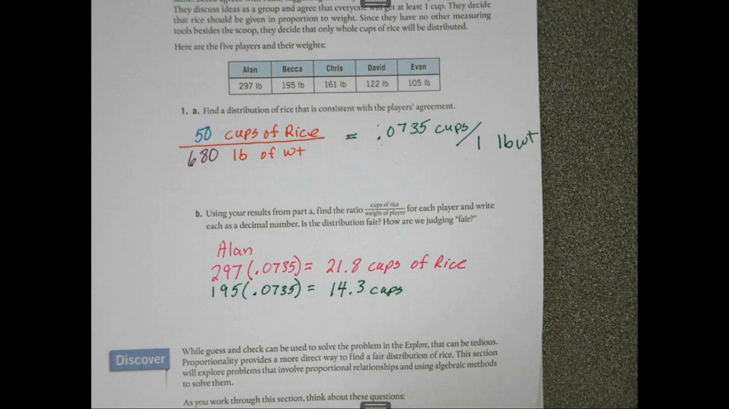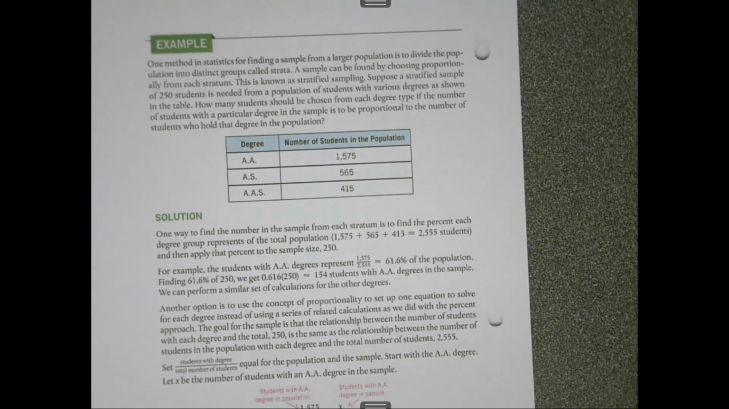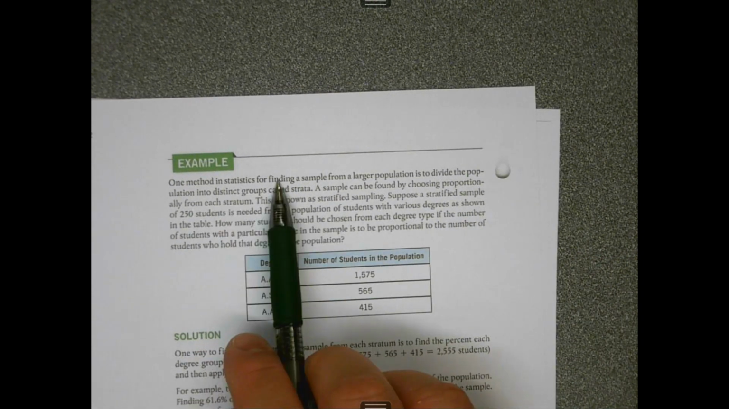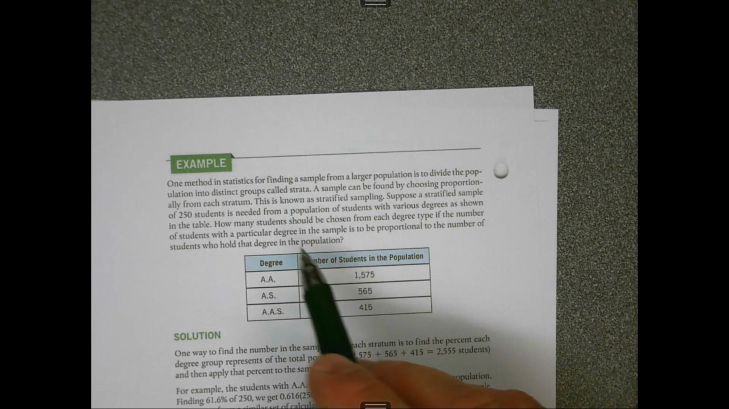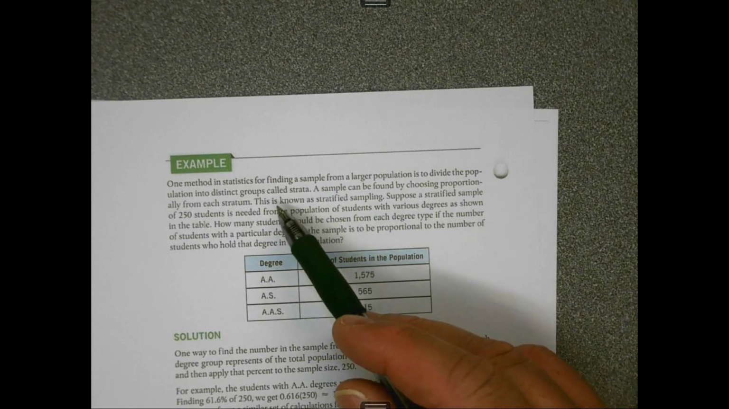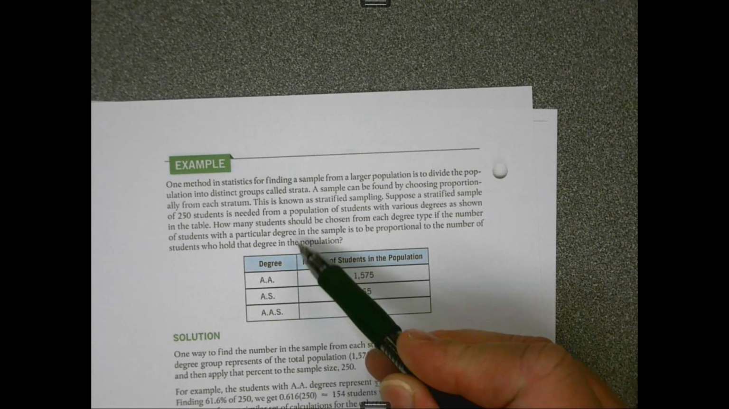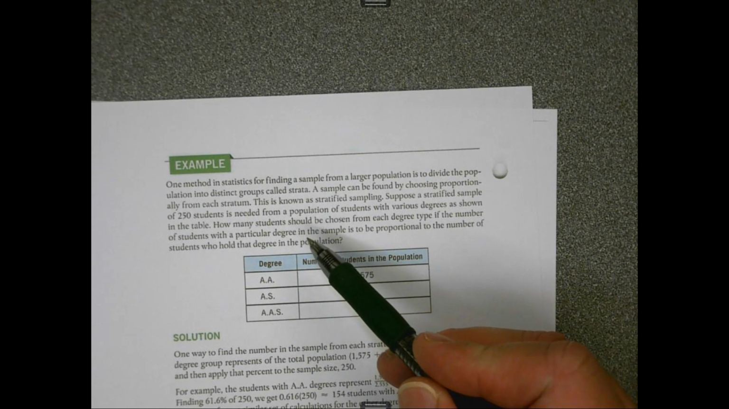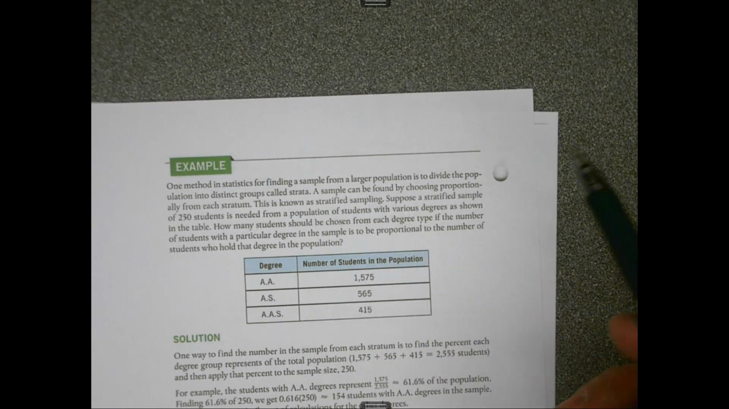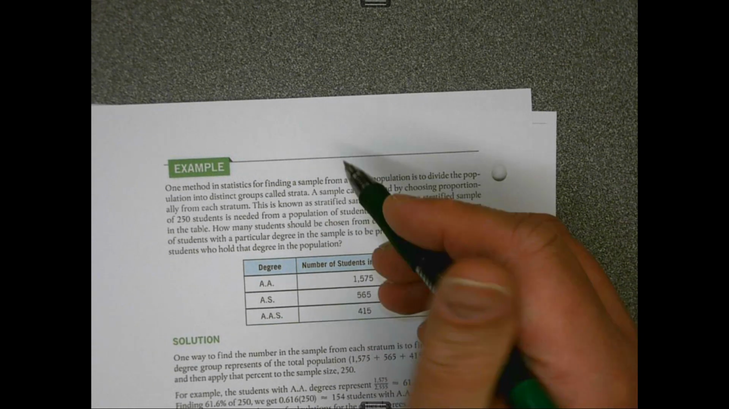Then we get into what's called, in statistics, instead of trying to figure out, in this case, they're using an example of types of degrees that a population has. Obviously, it's hard or impossible to figure out the different types of degrees in the entire population. So what we do is we split them up into small groups, and those are called strata groups. Okay, so it's a group of a larger population.